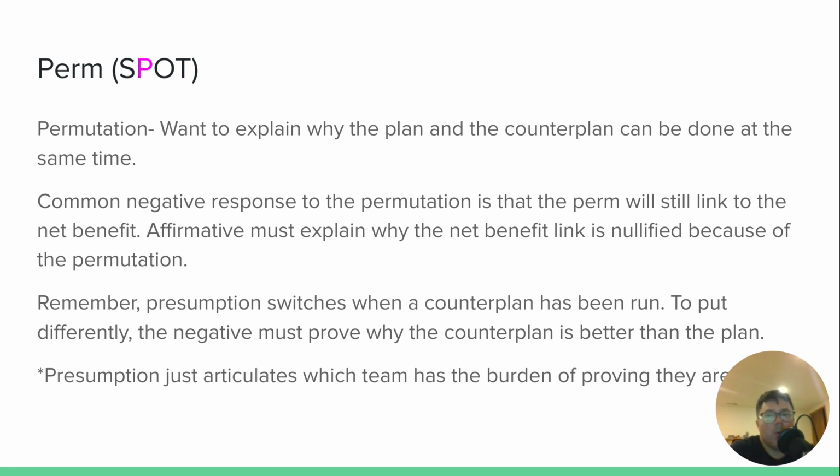Remember that presumption switches when the counterplan has been run. To put it differently, the negative must prove why the counterplan is better than the plan. So they're the ones who have the burden of proving they are the best policy. So if you can win the permutation, you can use presumption being on your side to articulate that there's no risk of the link to the net benefit. Not the best way to explain it, but this is how most judges are going to understand it. So explain why your permutation solves the link to the net benefit, and you'll be able to pick up the debate.